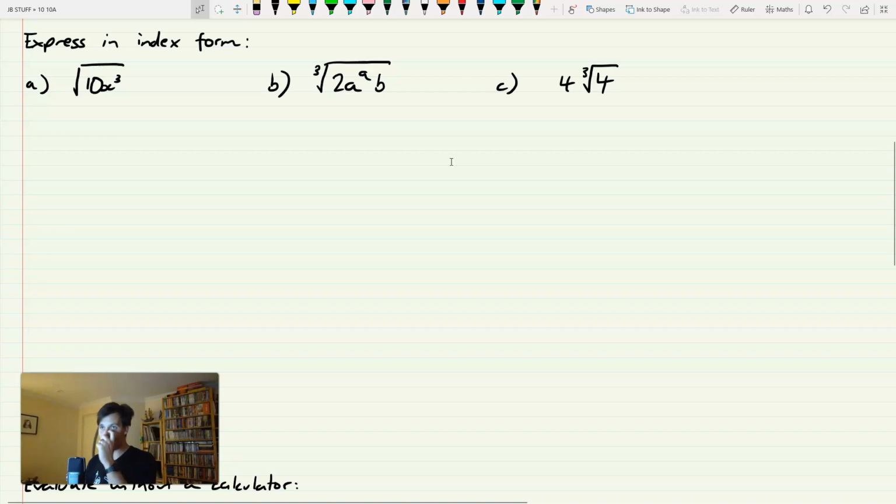Okay, for the next one, express in index form. So remember, for these ones, we want to take something that's got a root sign in there and get rid of all of them.